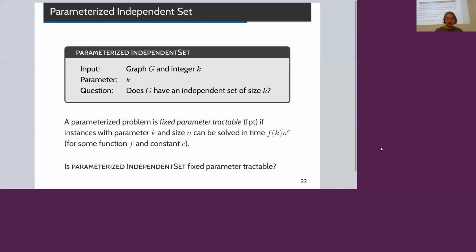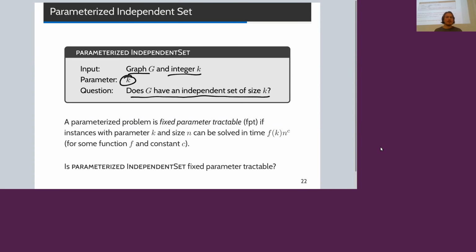So let's be a little bit more precise. For the parameterized independent set, in our case, we would parameterize it by the solution size, which is k. So our input would be a graph G and some integer k, and we ask, does G have an independent set of size k? And what we call the parameter will be this number k.